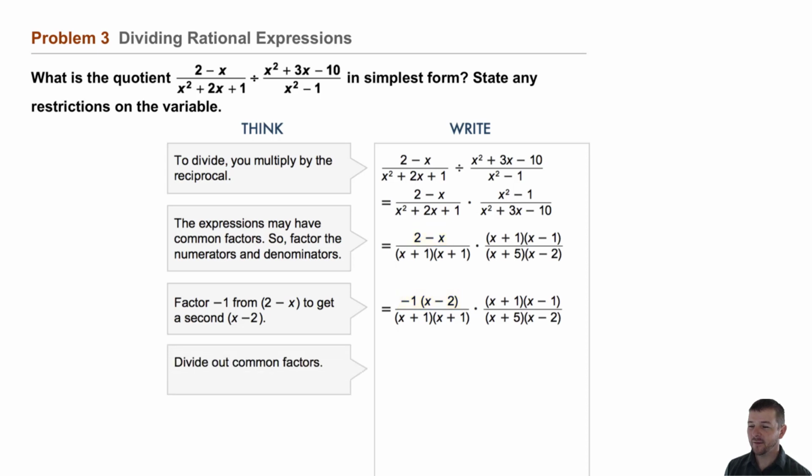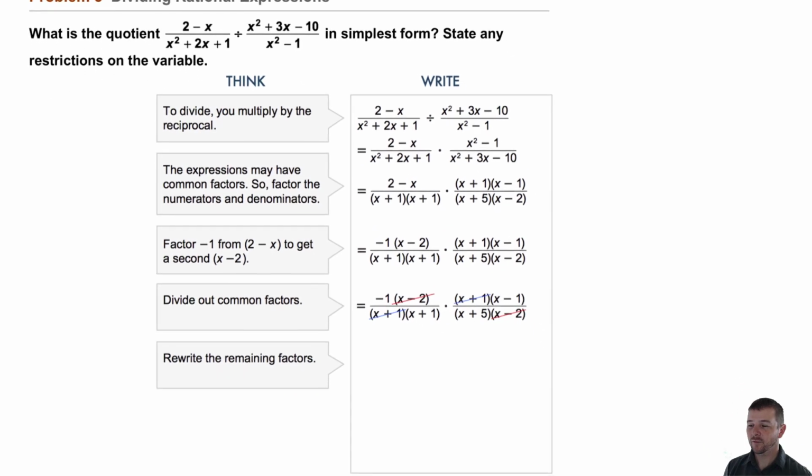Next think, divide out the common factors and cross-reduce. The x minus 2's cancel. At least one of the x plus 1's in the denominator on the left cancels with the x plus 1 in the numerator of the fraction on the right. Then think, rewrite the remaining factors. We still have a negative 1 times x minus 1 for a numerator, and one of the x plus 1's remaining times x plus 5 for the denominator.